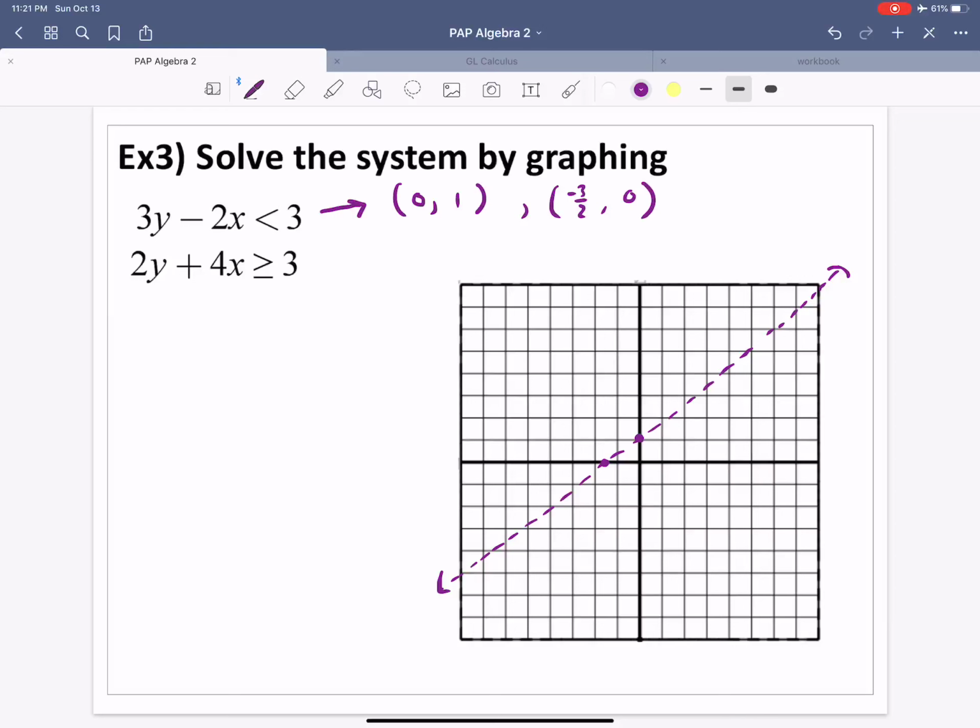Okay, then we need to figure out on that line which direction we're going to shade. So I'm going to test a point that's not on the boundary line. Okay, I'm going to use (0, 0) again because that's not on the boundary line. And that's actually pretty easy on an equation like this. So plug a 0 in for y and x and test. So we end up getting 0 is less than 3. That is a true statement. So I'm going to shade this graph towards the origin. Now before I do the shading, remember I just put a little arrow up there.